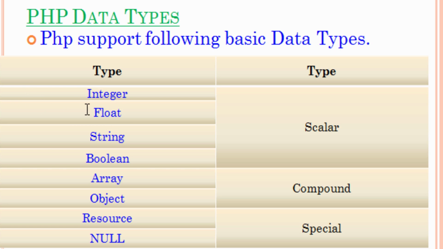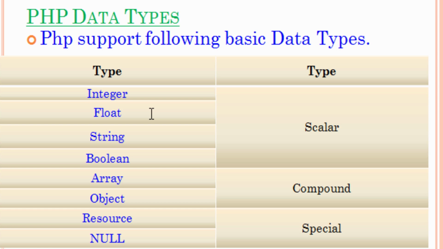Friends, we have used variables in our previous lecture, but we don't know how many types of variables there are and what the scope of a variable is. Today we are going to learn about data types in PHP and the scope of variables in PHP as well.